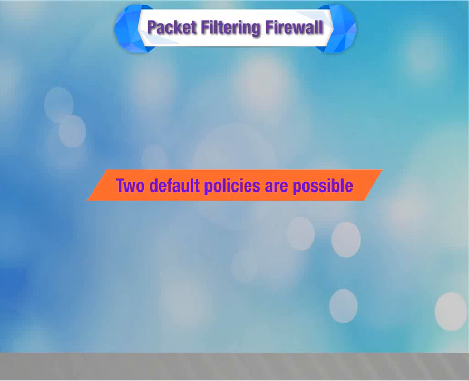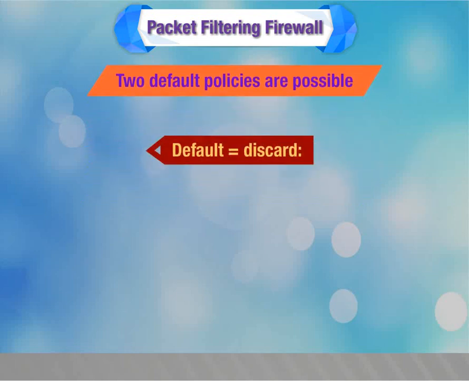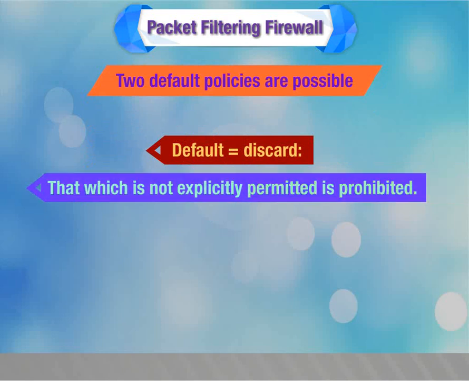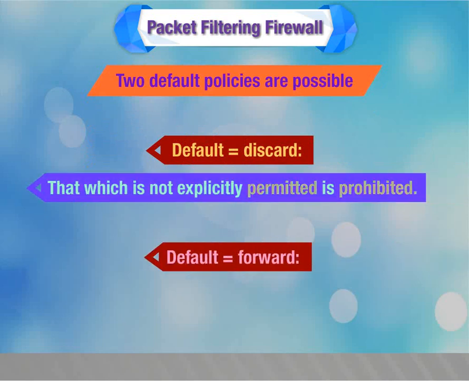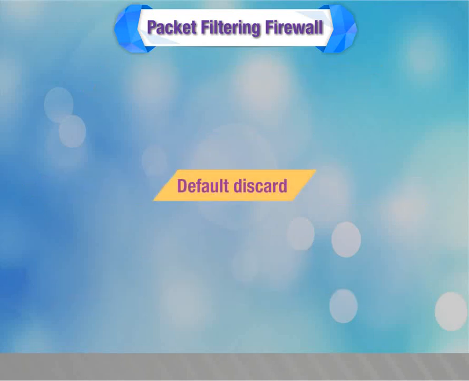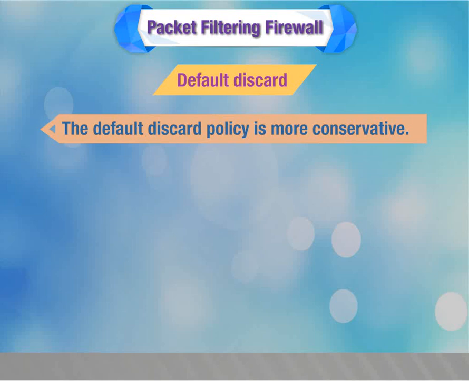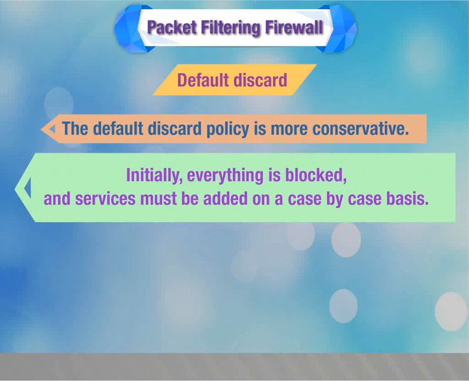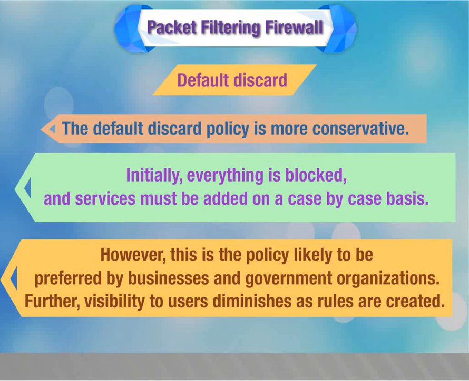Two default policies are possible. Default equals discard: that which is not explicitly permitted is prohibited. Default equals forward: that which is not explicitly prohibited is permitted. Default discard. The default discard policy is more conservative. Initially, everything is blocked and services must be added on a case-by-case basis. However, this is the policy likely to be preferred by businesses and government organizations. Further, visibility to users diminishes as rules are created.